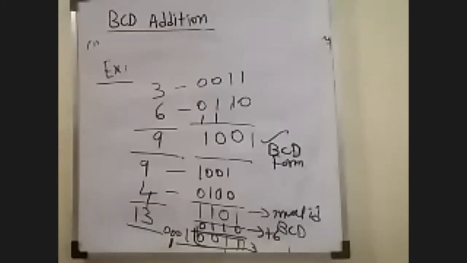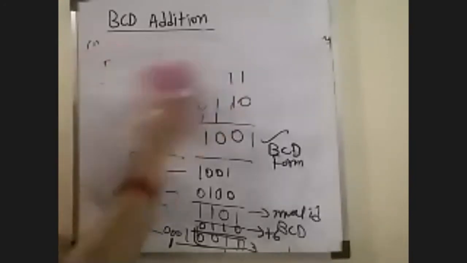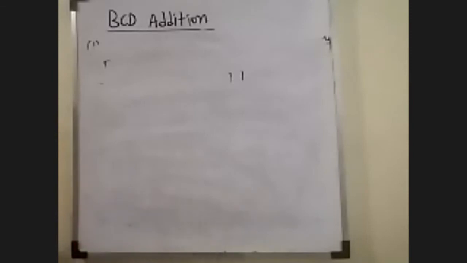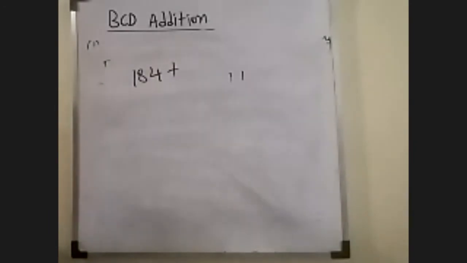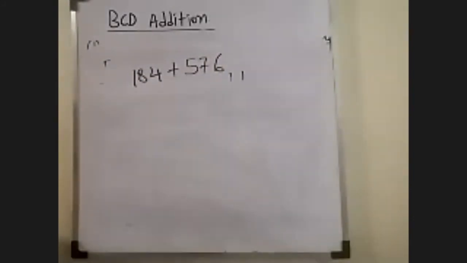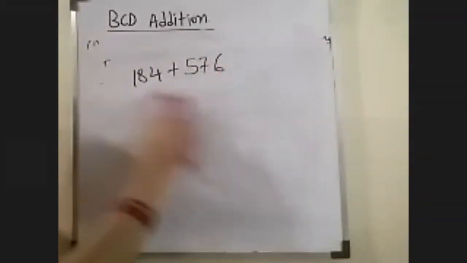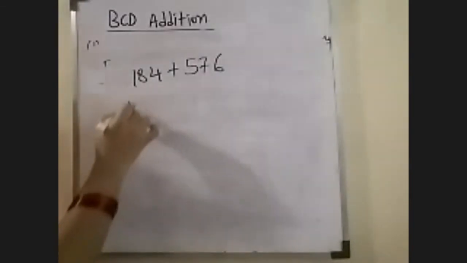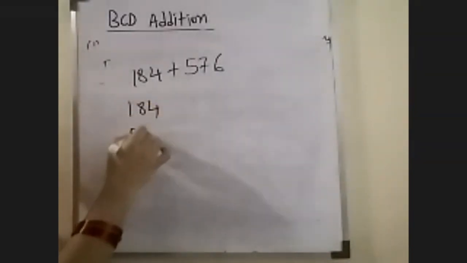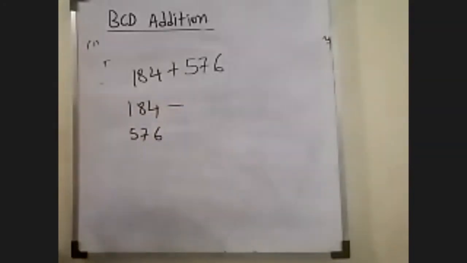Okay. Next, you can do one more example. Consider the addition of 184 plus 576. So 184 and 576. What is the 184 value in BCD?